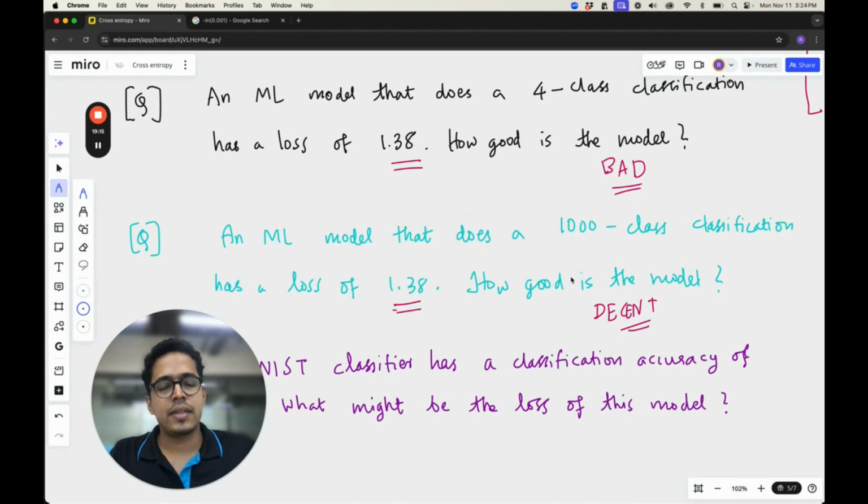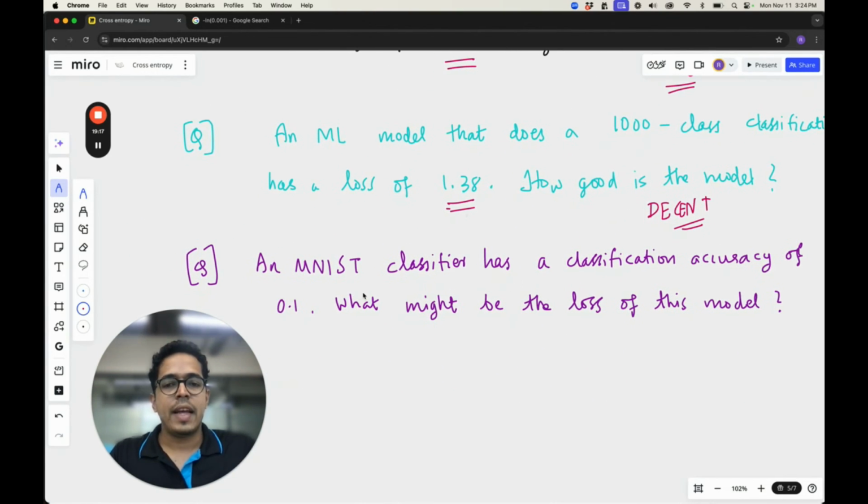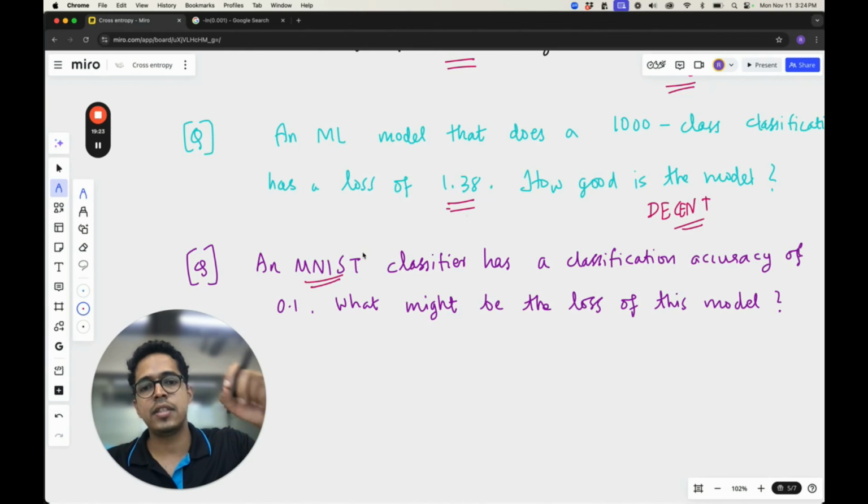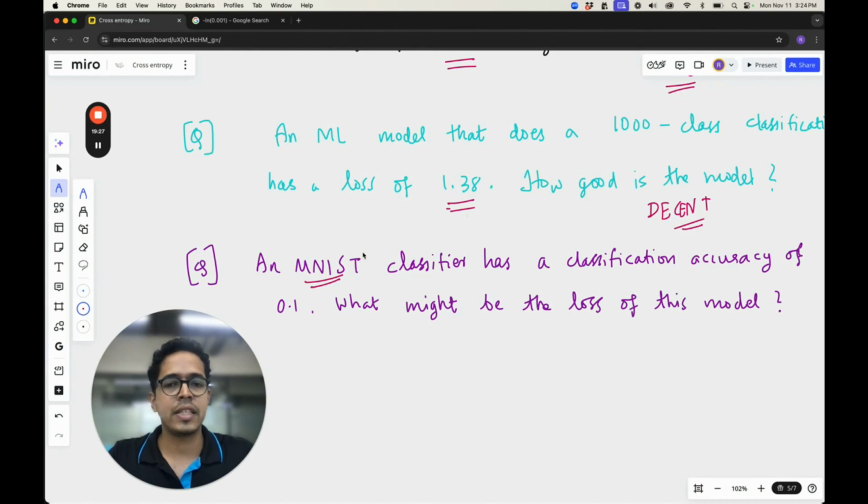Now, here is another question. An MNIST classifier, if you don't know what MNIST is, is nothing but a data set consisting of handwritten digits from 0 to 9. So it has 10 digits. Basically, it's a 10-class classification problem. An MNIST classifier has a classification accuracy of 0.1. What might be the loss of this model?